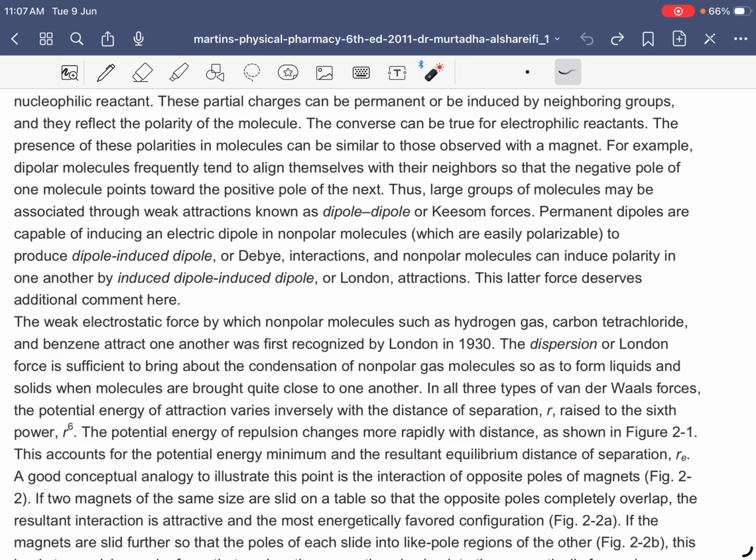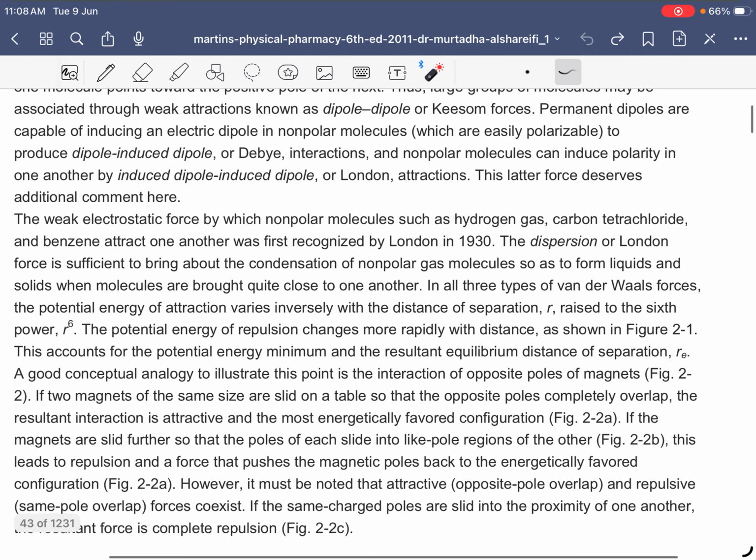A good conceptual analogy to illustrate this point is the interaction of the opposite poles of magnets, figure 2.2. If two magnets of the same size are slid on a table so that the opposite poles completely overlap, the resultant interaction is attractive and the most energetically favored configuration, figure 2.2a.